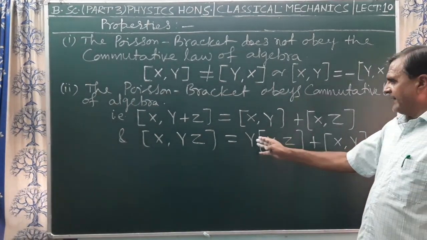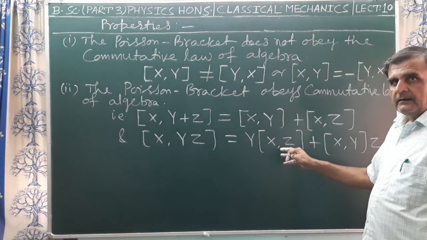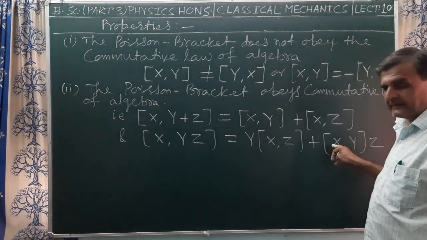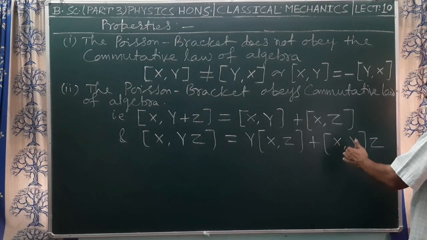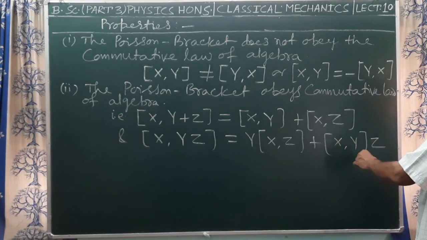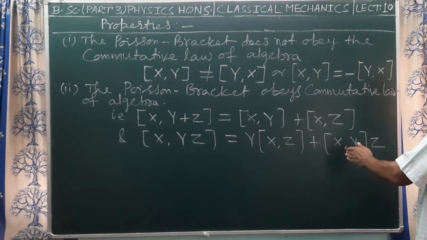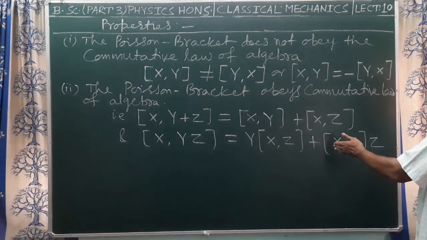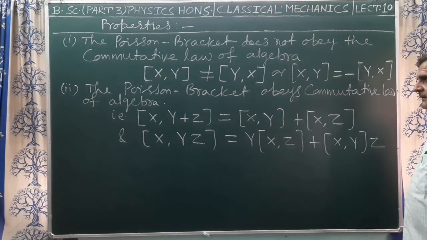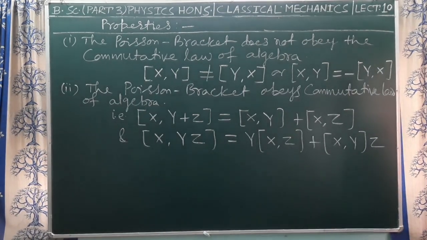In the first bracket Y was taken outside: Y [X, Z], that is the Poisson bracket of X and Z, plus now the Poisson bracket of the two variables X and Y, that is, we have represented the Poisson bracket of X and Y by this square bracket [X, Y], and outside the bracket it is Z. Thus it is clear that the Poisson bracket obeys the distributive law of algebra.